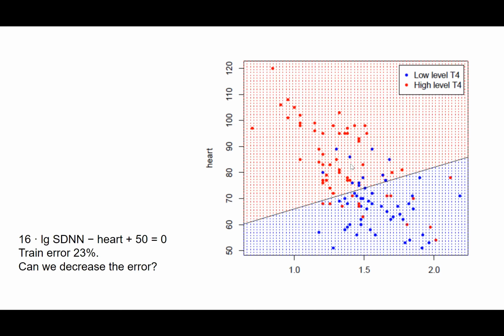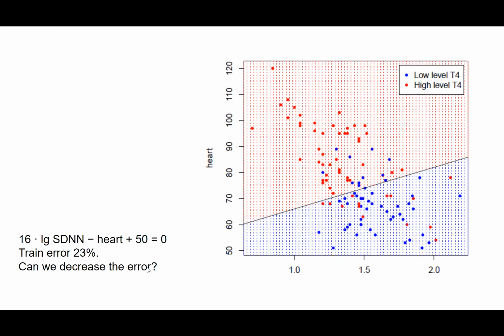And we have 1, 2, 3, 4, 5, 6, 7, 8, 9, 10, I think 11 blue points, which will be classified as red points. But we have also a few red points, which will be classified as blue ones. This red point, this, and so on. All these points, which will be classified incorrectly, are so-called errors. And these errors here are 23%.